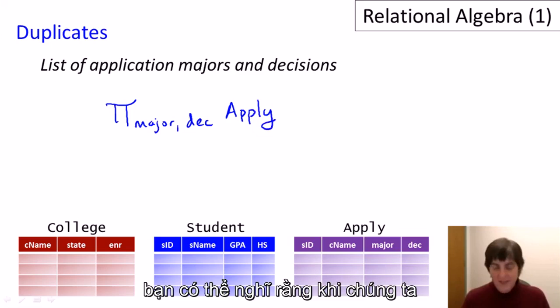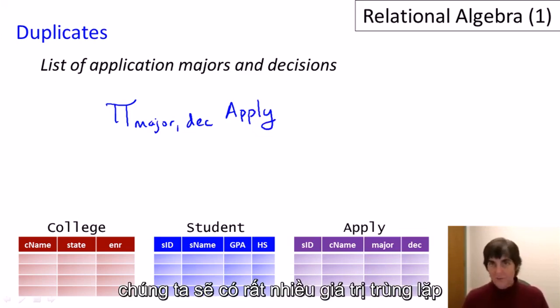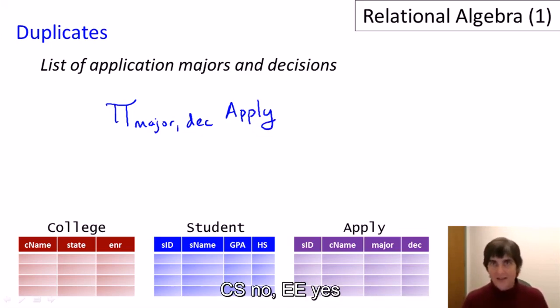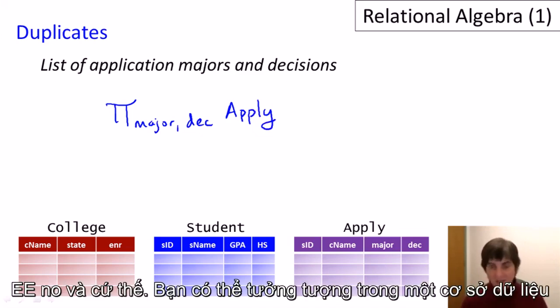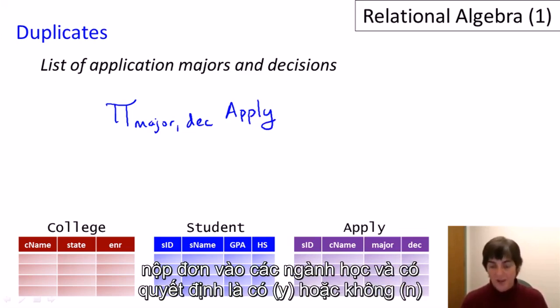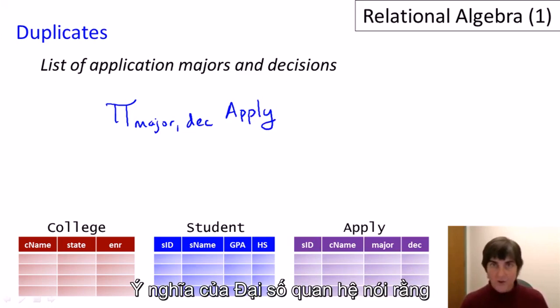You might think that when we get the result of this query, we're going to have a lot of duplicate values. So we'll have CS, yes, CS, yes, CS, no, EE, yes, EE, no, and so on. You can imagine in a large realistic database of applications, there's going to be hundreds of people applying for majors and having a yes or a no decision.